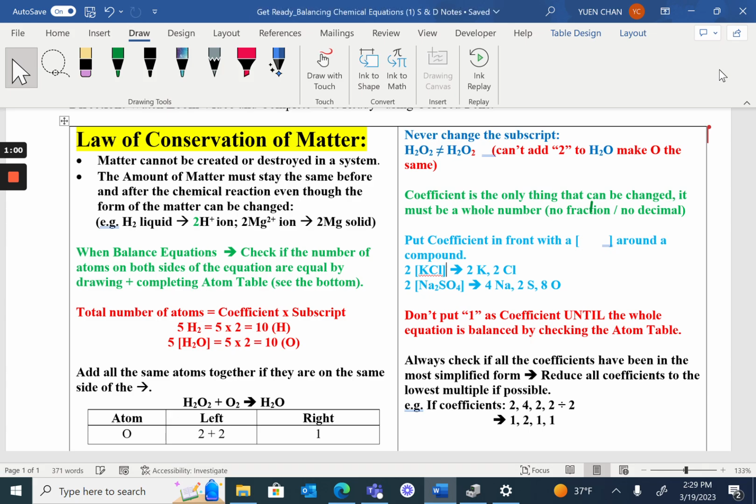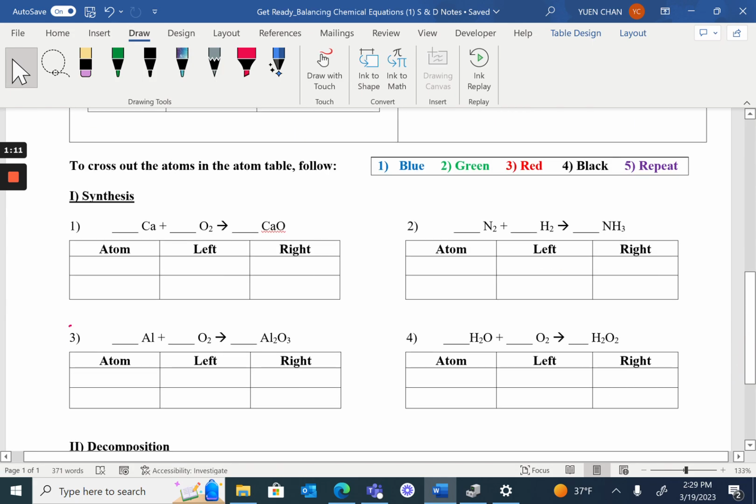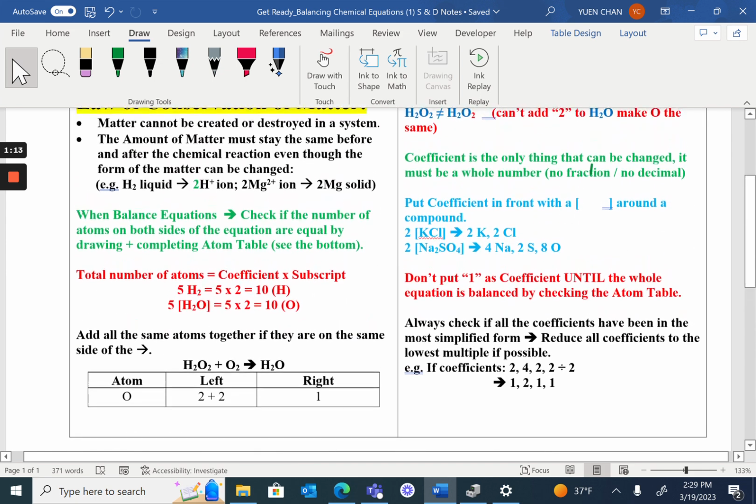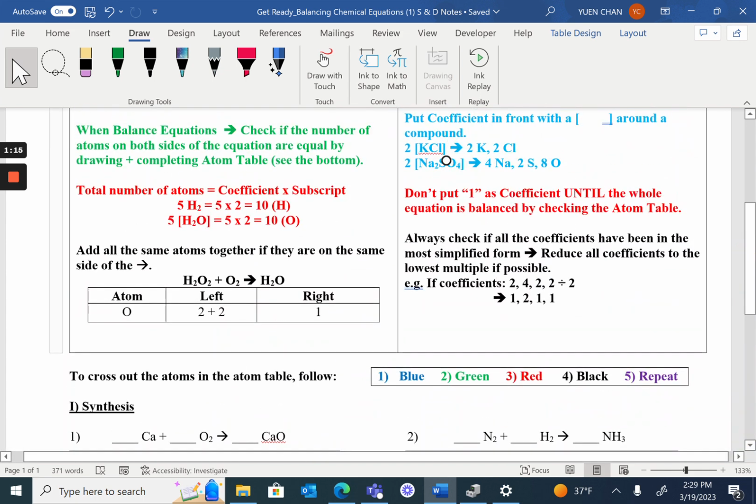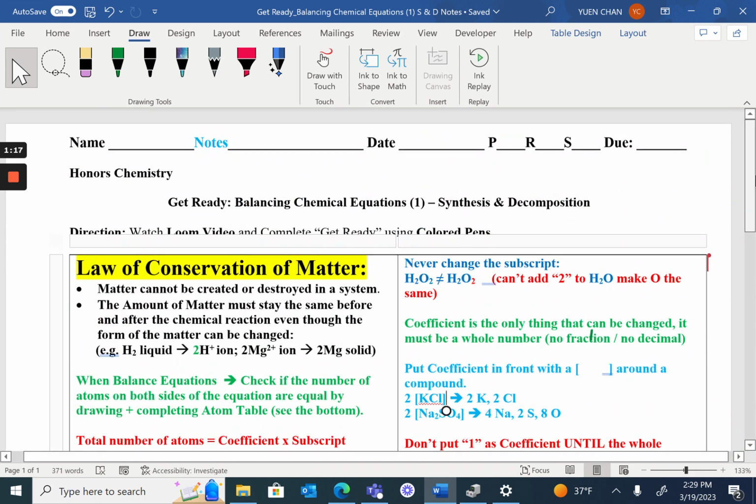Right, so at this moment, I assume that you have already copied the notes. So I'm going to talk about this. Balancing equations is a very important concept in chemistry because if a reaction takes place, you cannot have something disappear or suddenly be created, you can only change the form. So you need to make sure that the atoms on both sides of the equation are balanced.